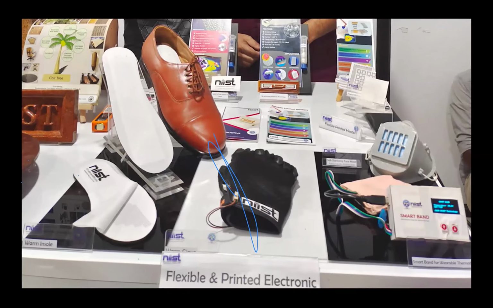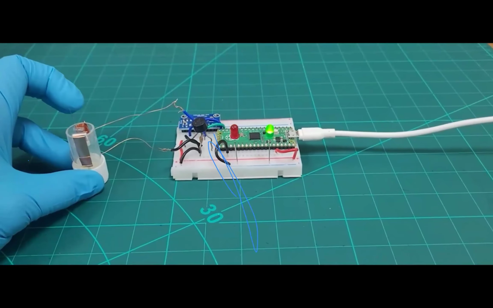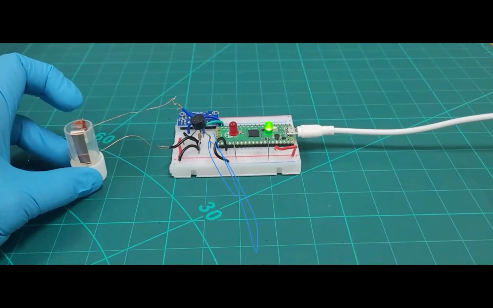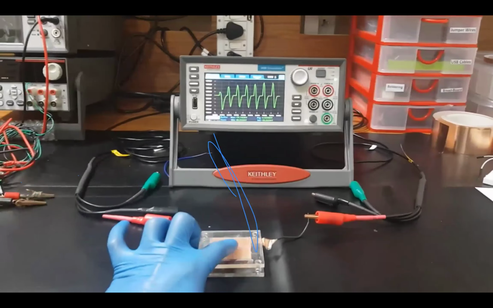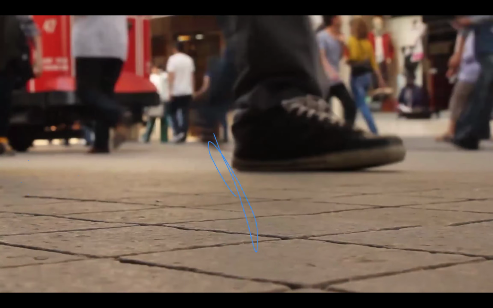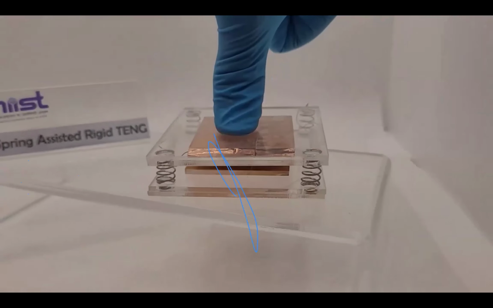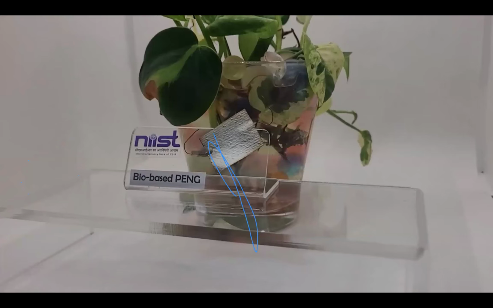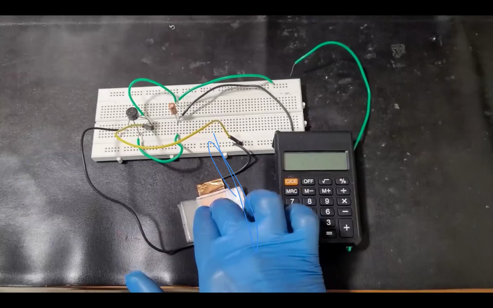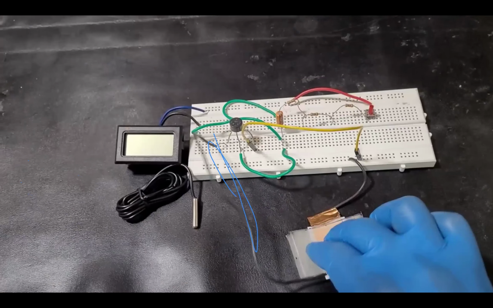Apart from printed electronics, CSIR-NIIST has its own signature in energy harvesting devices, especially piezoelectric and triboelectric nanogenerators that can tap into low-frequency and high-entropy ambient energies. We have developed various piezo and tribo devices having rigid, flexible, and bio-based form factors. These devices can be used to power different electronic gadgets, even from biomechanical energies.